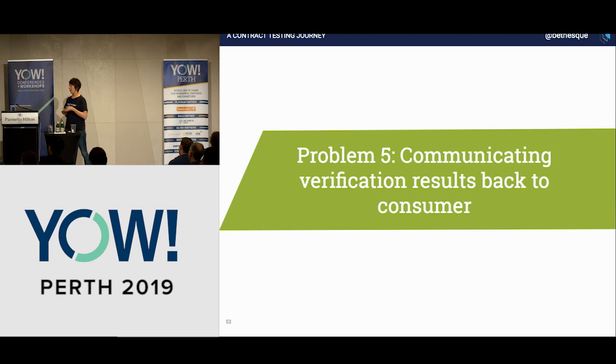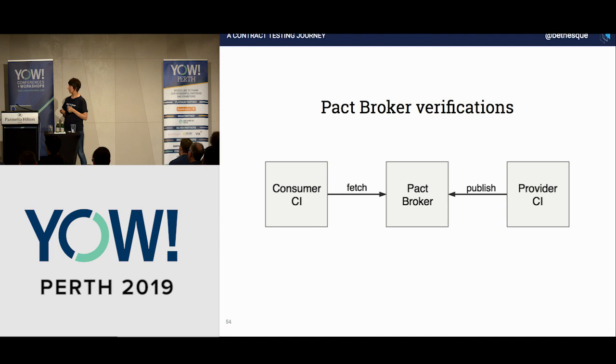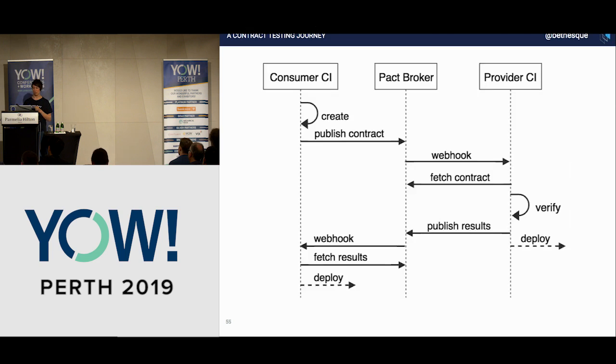And then the ability for the consumer to query those verification results to see whether or not their contract had passed. So the consumer CI publishes their contract, the provider CI publishes the verification results. Now we have this full circle of communication. This is a flow that could work for you.